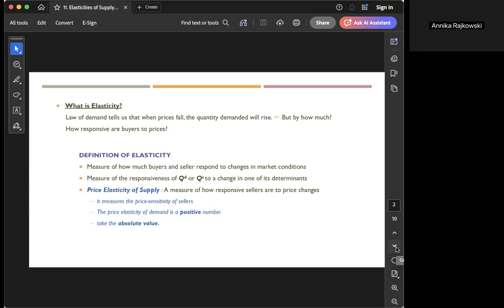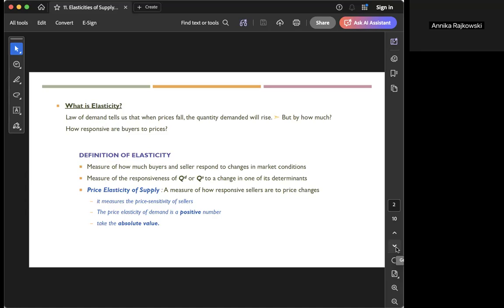This is exactly why we use elasticity, which measures responsiveness. Here we're going to take care of the responsiveness of the supplier, which is the seller. If you go to the definition of elasticity, elasticity tells us how strongly buyers or sellers react when market conditions change.